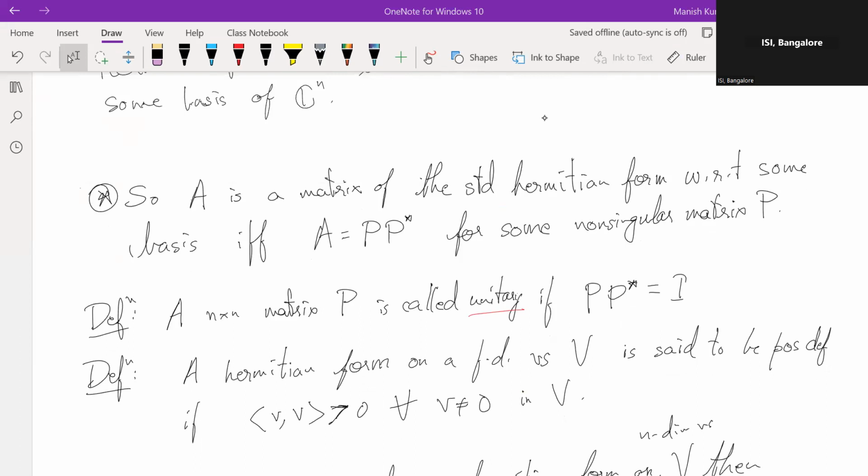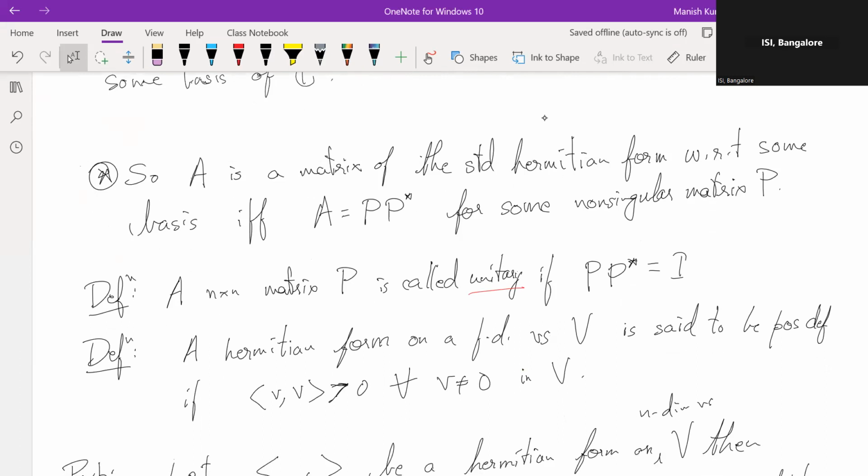For this case, we are talking about V equals Cn, and then only the standard Hermitian form makes sense. An n by n matrix P is called unitary if P times P star is the identity. So the adjoint is basically the inverse of the matrix. This is equivalent to saying that P star and P are inverses of each other. Is that okay? So this is unitary.